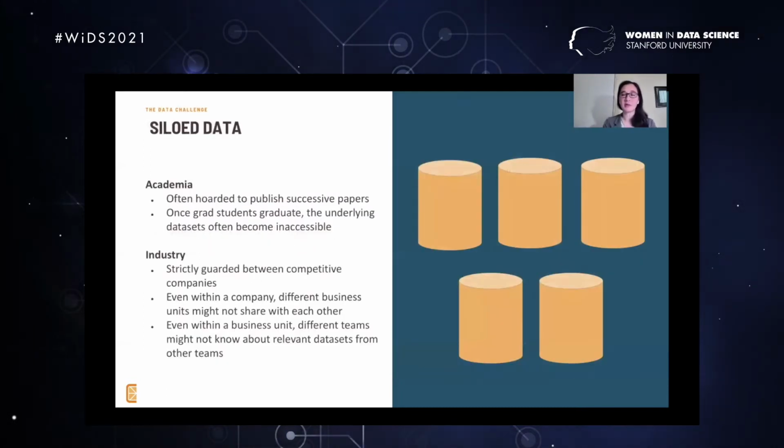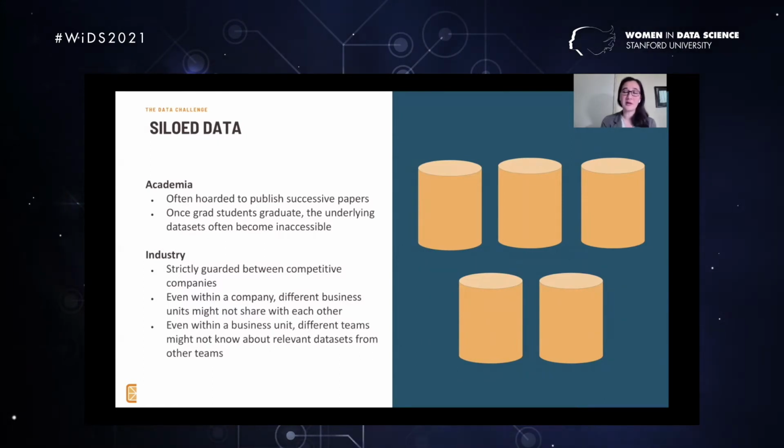The last challenge I want to talk about on the data side for scientific data is siloed data. Now, this is unfortunately quite common both in academia and in industry, though for different reasons. In academia, data are often hoarded so that groups can publish successive papers without being scooped on the same data set. Furthermore, once a grad student graduates, often the data that they were responsible for generating becomes inaccessible. Not all grad students are very meticulous about making sure their data sets are saved in such a way that future researchers can leverage them.